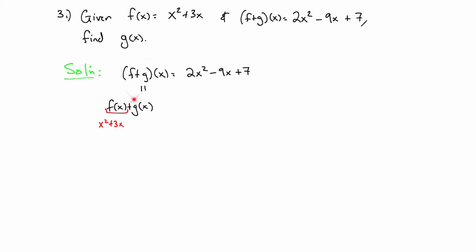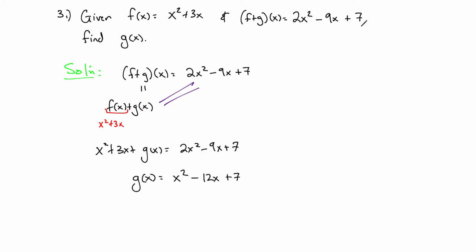And furthermore, we know that f of x is x squared plus 3x. So, because these two things are equal and these two things are equal, we have that these two things are equal. That is to say, we have x squared plus 3x plus g of x is equal to 2x squared minus 9x plus 7. We don't know what g of x is, and we know that their sum is equal to this. So we can just solve for g of x. By subtracting x squared from both sides and subtracting 3x, we get that g of x is equal to x squared minus 12x plus 7.